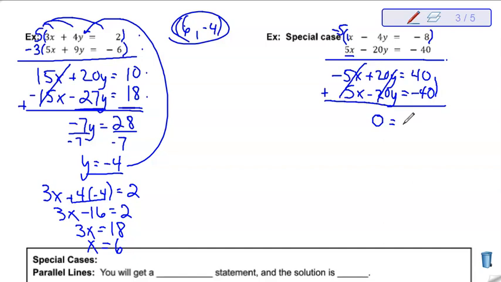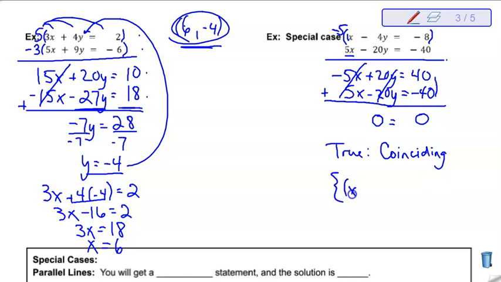40 minus 40 is 0 as well. Now notice our x's and y's go away, so we can't really solve for x and y to create a point. What we have here is a true statement. If we have a true statement, that means our special cases are either our coinciding lines or our parallel lines. This is the case where it is those coinciding lines, and we have an infinite number of solutions.